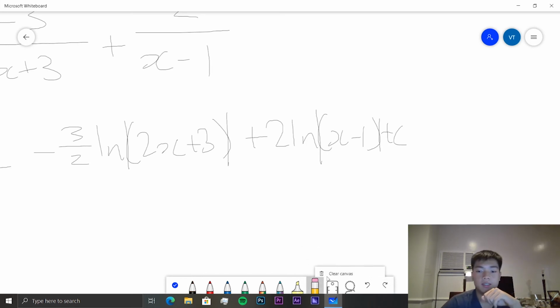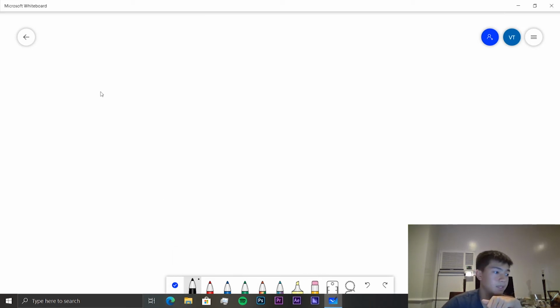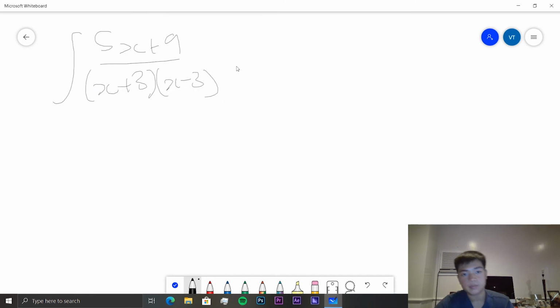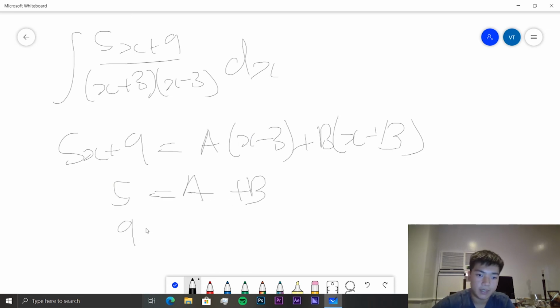Okay, next question. Just find the integral of (5x + 9)/(x² − 9) dx, which of course we can rewrite as (x + 3)(x − 3). So we have 5x + 9 is equal to a times (x − 3) plus b times (x + 3). So we have 5 is equal to a plus b, and then we have 9 is equal to −3a plus 3b.